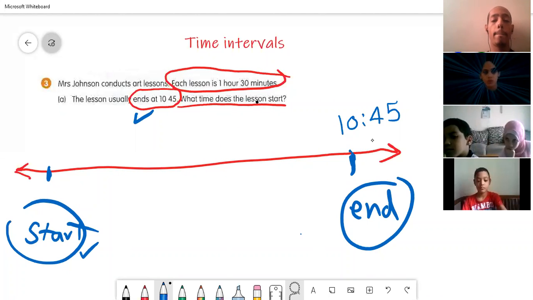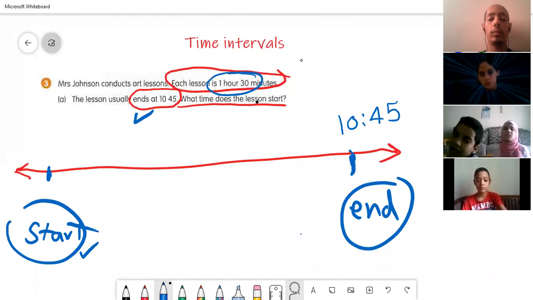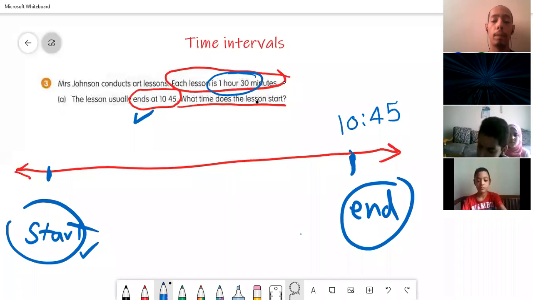So now, you know, the duration was 1 hour 30 minutes, isn't it? So we are going to count back in steps of hours and minutes. How many hours should we go back? 1 hour. Yes, 1 hour.